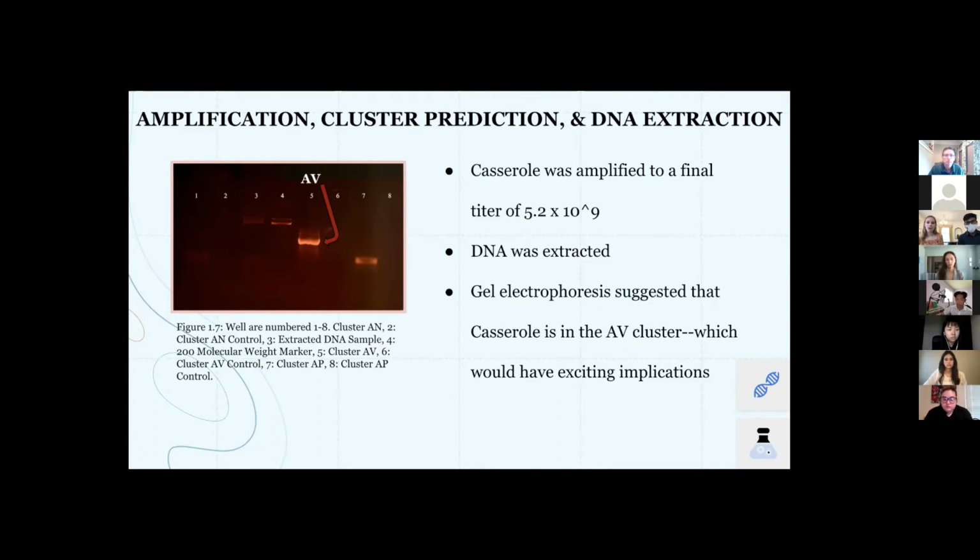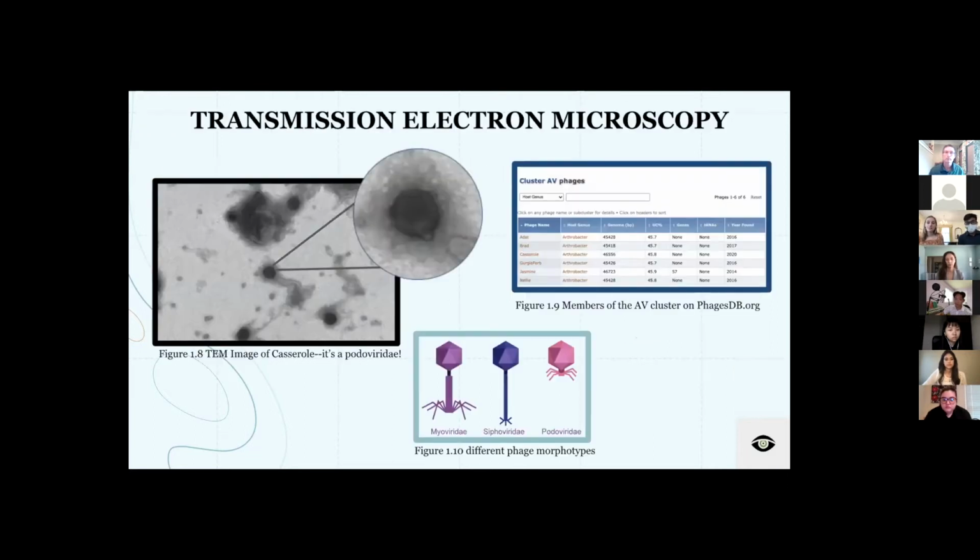But in well 7, we also got a little bit of band showing up on the AP cluster, but we thought it was probably AV due to the heavy results. And if it wasn't the AV cluster, this would be very exciting because AV cluster is a very rare phage to find. After electrophoresis, we moved on to TEM, transmission electron microscopy.